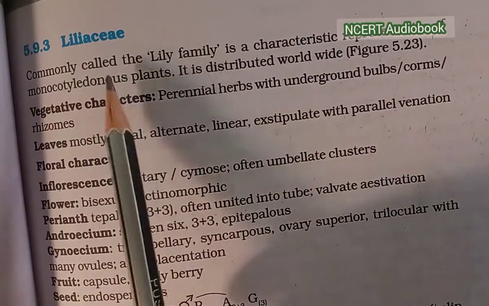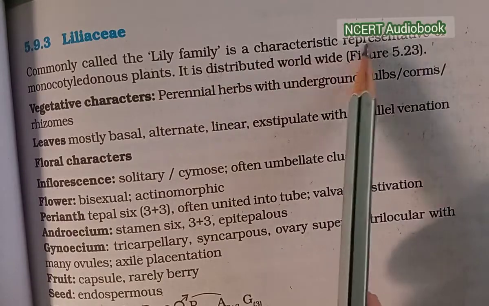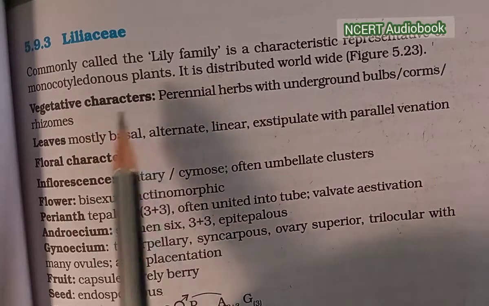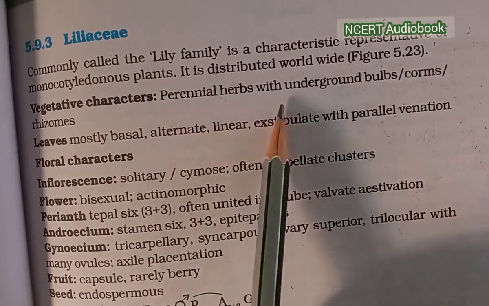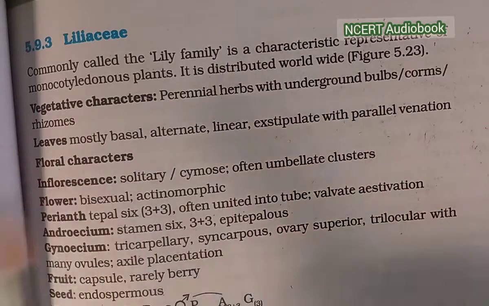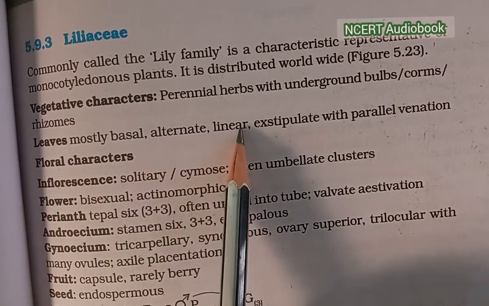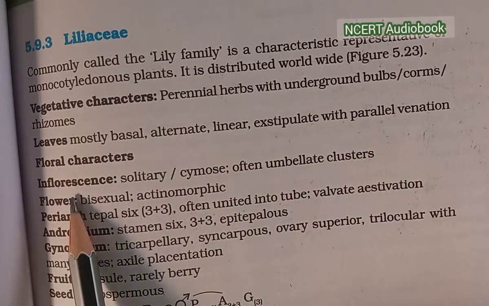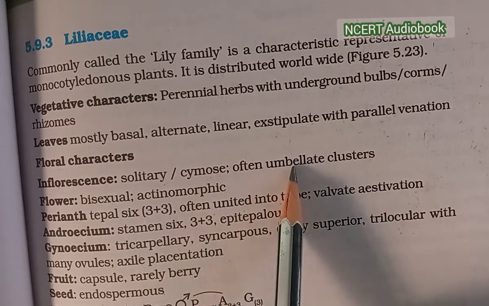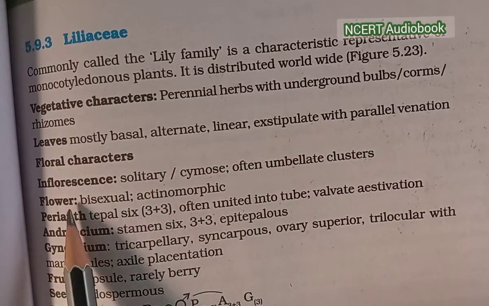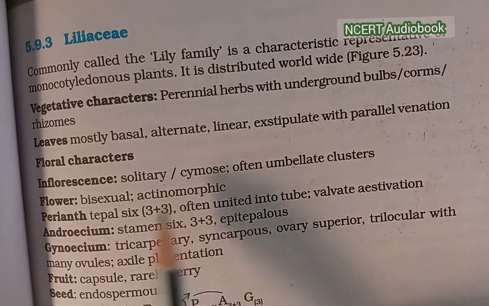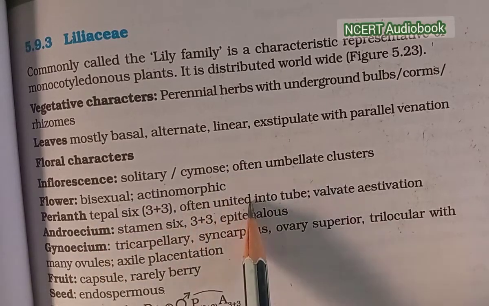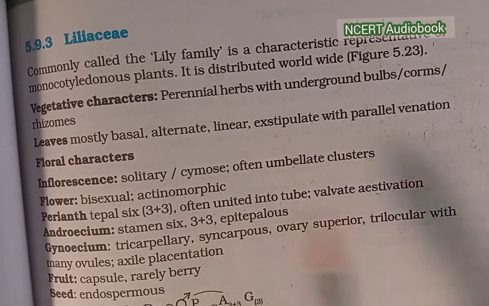Liliaceae, commonly called the lily family, is the characteristic representative of the monocotyledonous plants. It is distributed worldwide. Vegetative characters: perennial herbs with underground bulbs, corms and rhizomes. Leaves mostly basal, alternate, linear, exstipulate with parallel venation. Floral characters: inflorescence solitary, cymose or an umbellate cluster. Flower bisexual, actinomorphic. Perianth, tepals 6, 3 plus 3, often united into a tube, valvate aestivation.